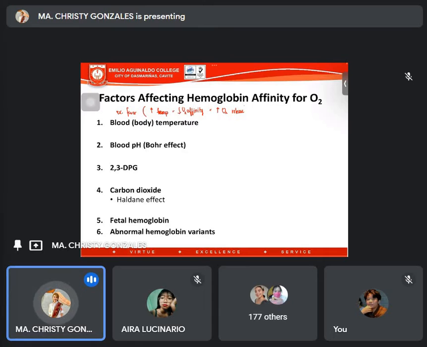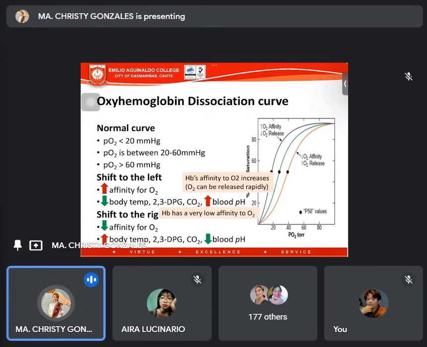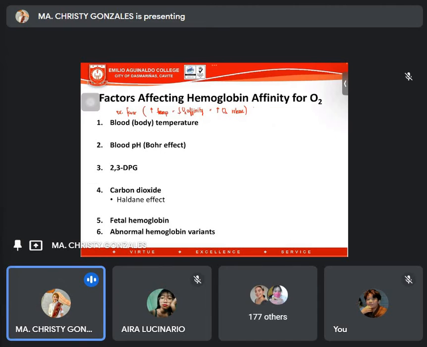So, pag mataas ang body temp, shift to the right. So, syempre, kabaliktaran lang, guys, yung shift to the left. Okay, kapag malamig, mababa yung body temp, so kabaliktaran lang po. Nag-i-increase ang oxygen affinity, nagdi-decrease naman yung release. Okay? So, tatandaan ninyo, ang temperature ay inversely proportional to the affinity. Oxygen affinity. Clear? Okay.